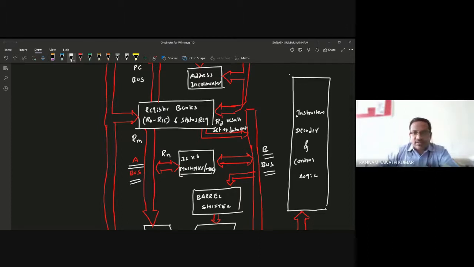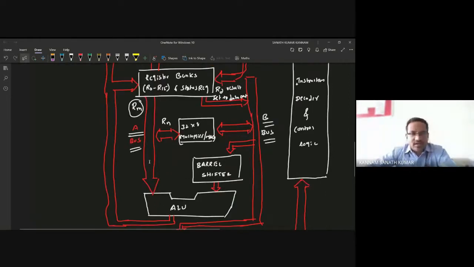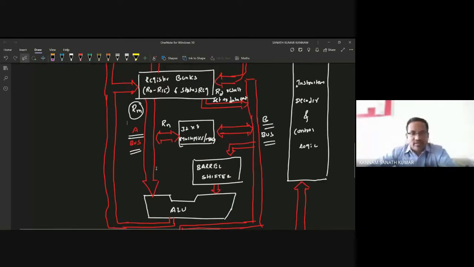Whatever the register Rm is, it comes directly through the A bus to the ALU. If it is the B bus, let us take Rn. Rn is coming through the multiplier. Suppose you want to multiply the contents of registers, you can directly pass this Rn to the multiplier. So we can calculate the multiplication through the multiplier or multiplier accumulator. Or this Rn comes through the B bus through the barrel shifter.